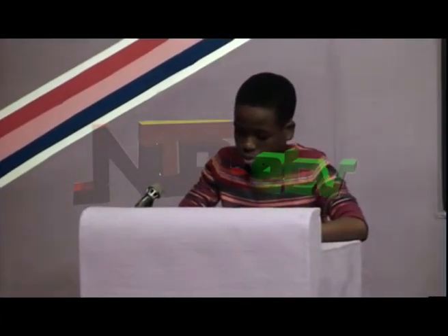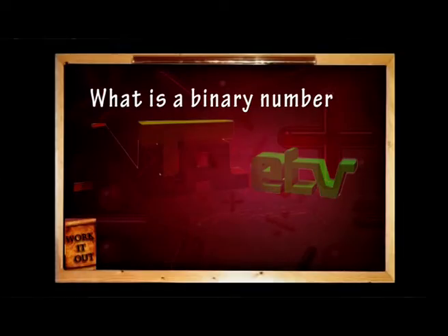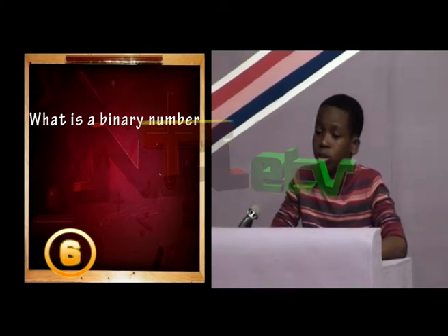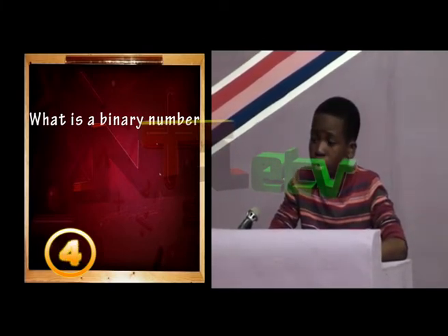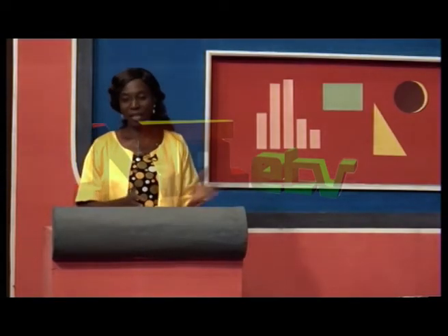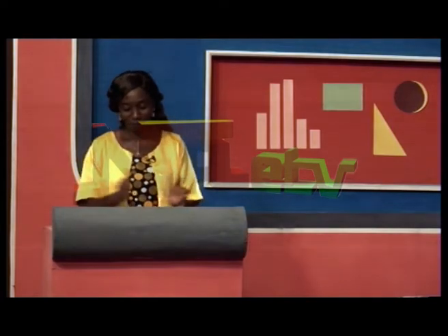Contestant A. Number 8. What is a binary number? Binary numbers are numbers that are no more than 1 and has base 2. Okay, I'll give it to him. Binary numbers are numbers in base 2 and they are just between 0 and 1. Let's give it to him. Please, round of applause for him.